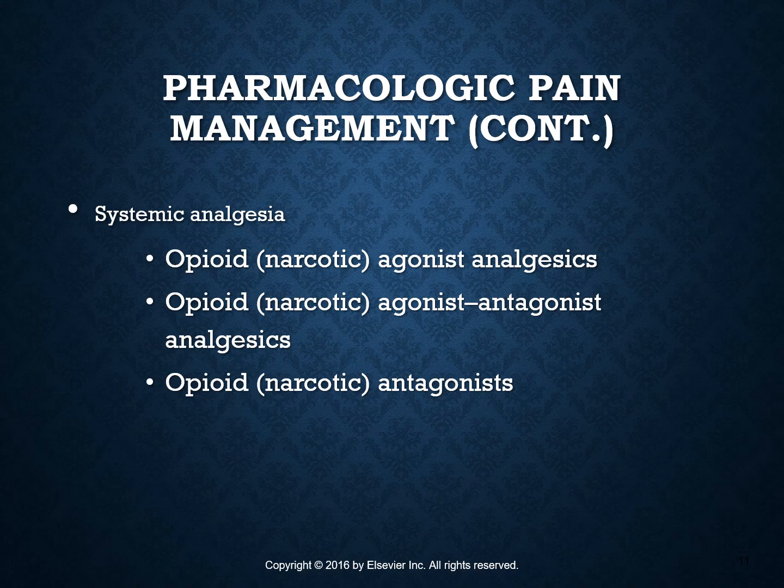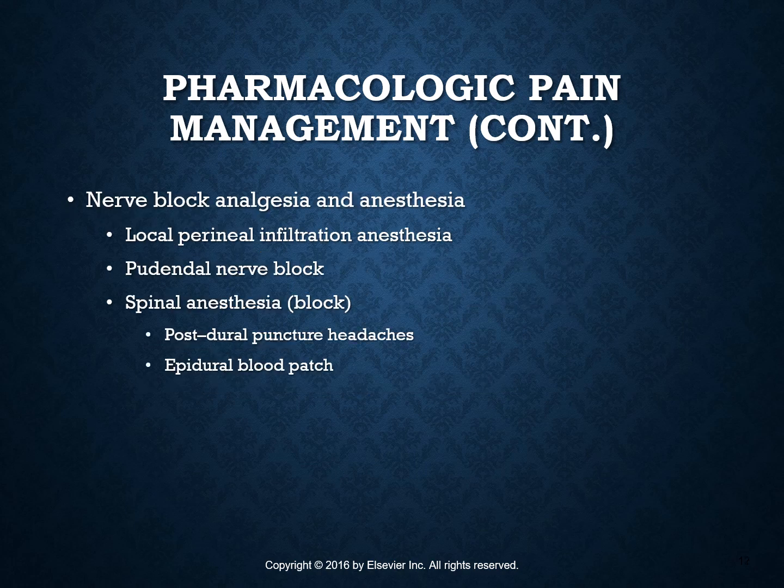Systemic analgesia, as we talked about, we really only use fentanyl for this, which is an opioid. Nerve block analgesia or anesthesia is mostly going to be the epidural. Local perineal infiltration is typically used for the repair after the birth. It's not really used for pain management in labor. But if the patient has a good epidural, oftentimes we can use the epidural to perform the repair if needed.